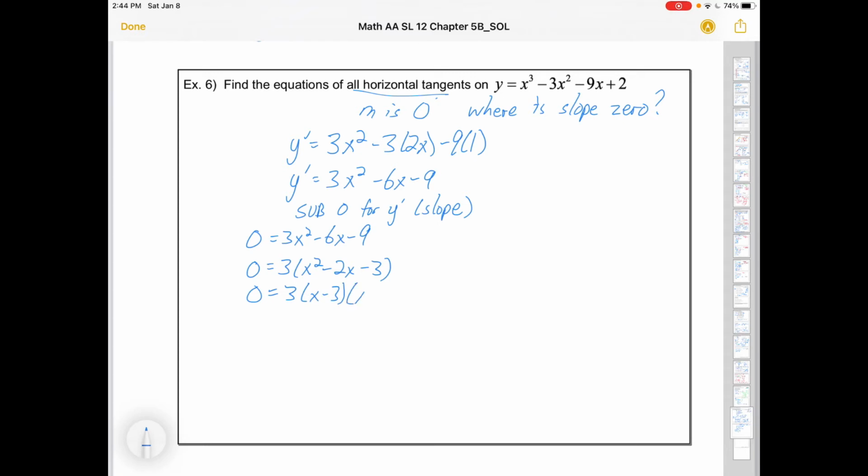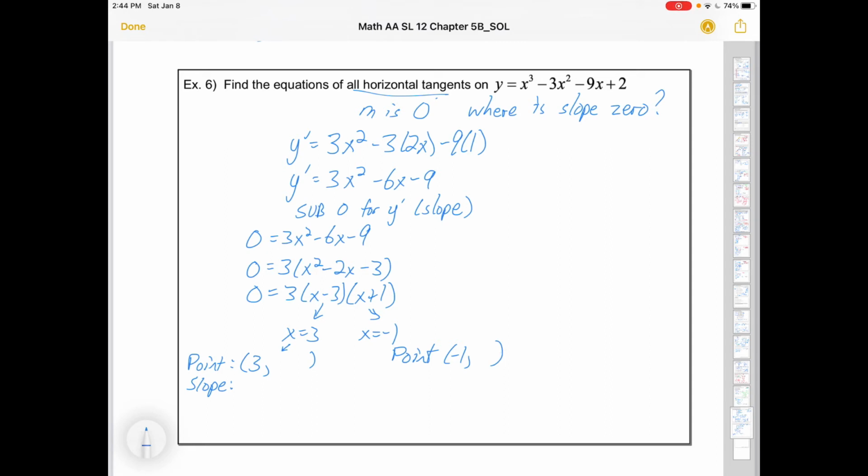X minus 3 and x plus 1. So our x values that we care about are 3 and negative 1. That's actually not the end of the question. It doesn't just ask you for where they happen, but what their equations are. So for each one of them, we're going to have to figure out the point and the slope. So the point is 3 something, and this one over here, the point is going to be negative 1 something.